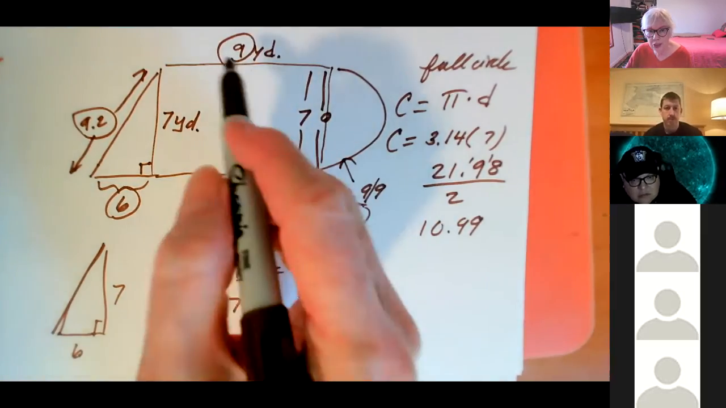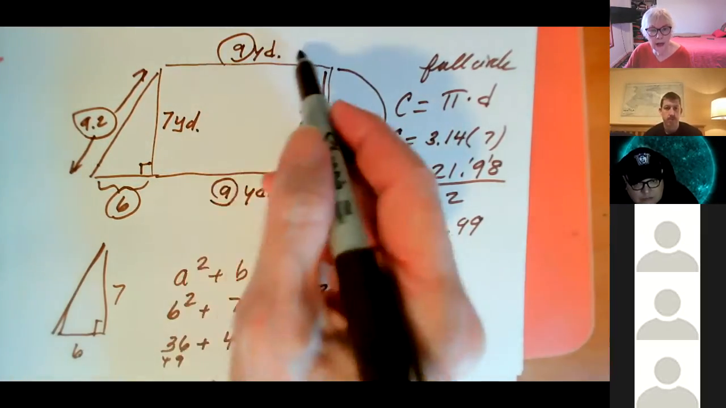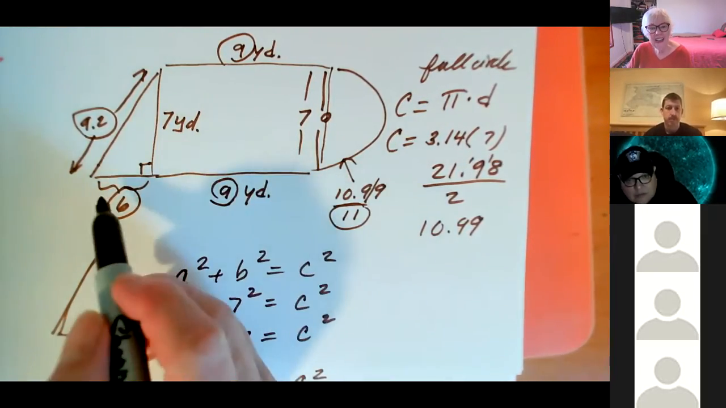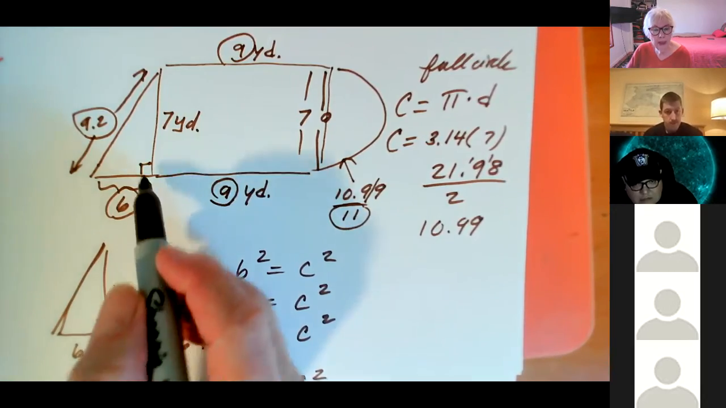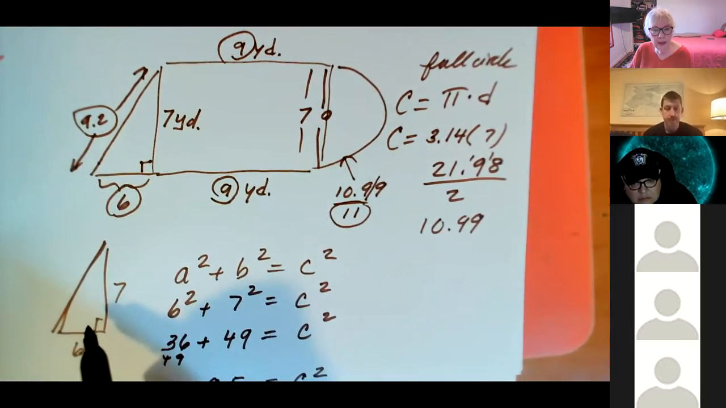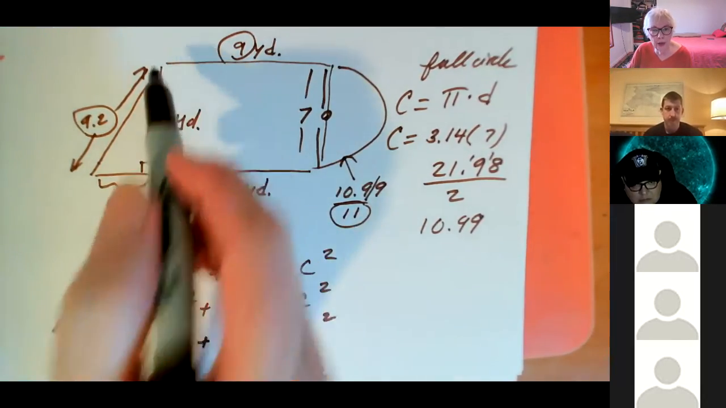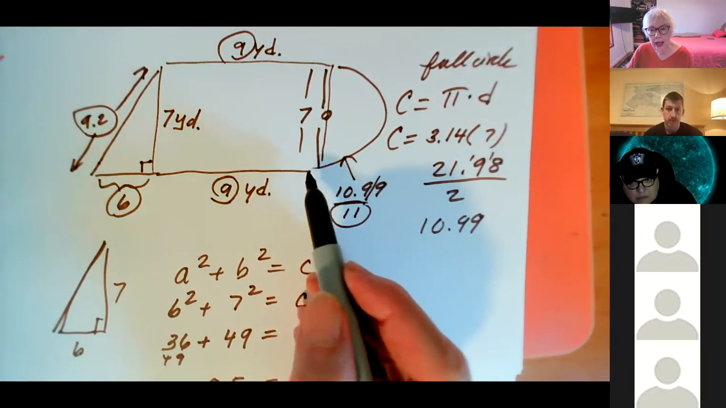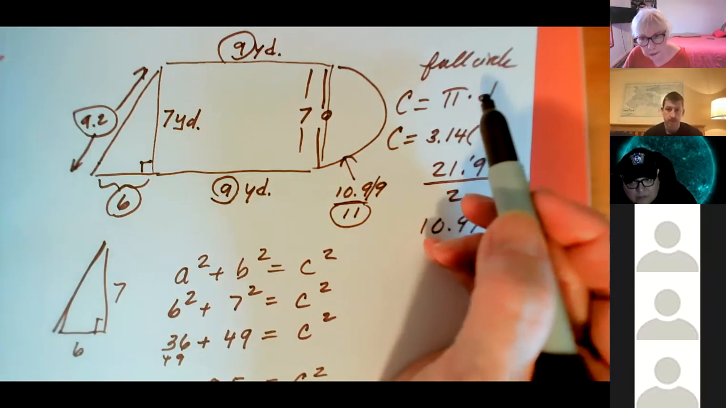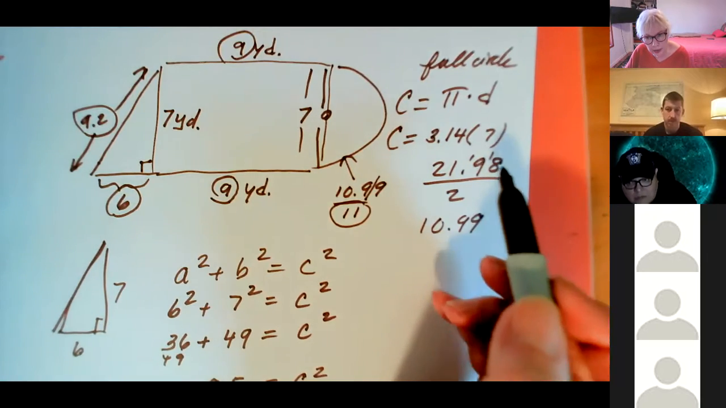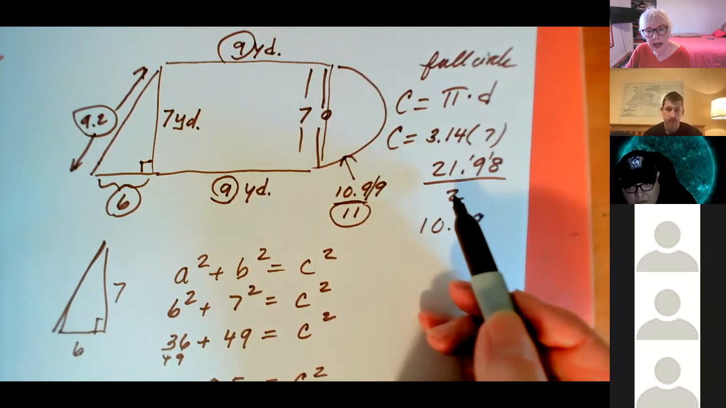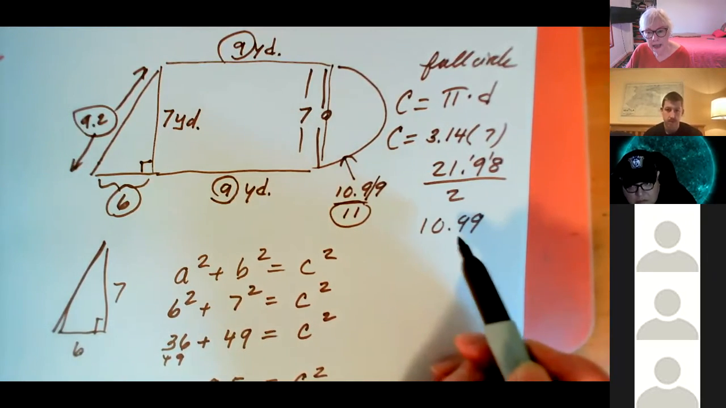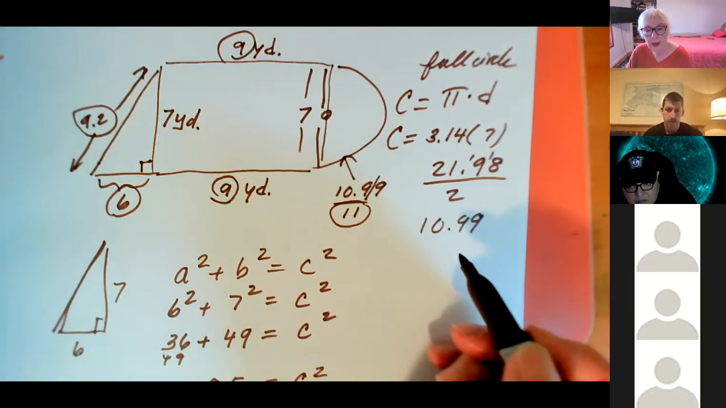Yeah, I mean, we started with the easy thing, 9 was 9. 6 was already given. This one was the Pythagorean theorem because it was a right triangle. This was a half circle. And what did you do? I used the formula for the full circle to get a good answer. Yeah. Then I had to halve it, and then I had to round it.